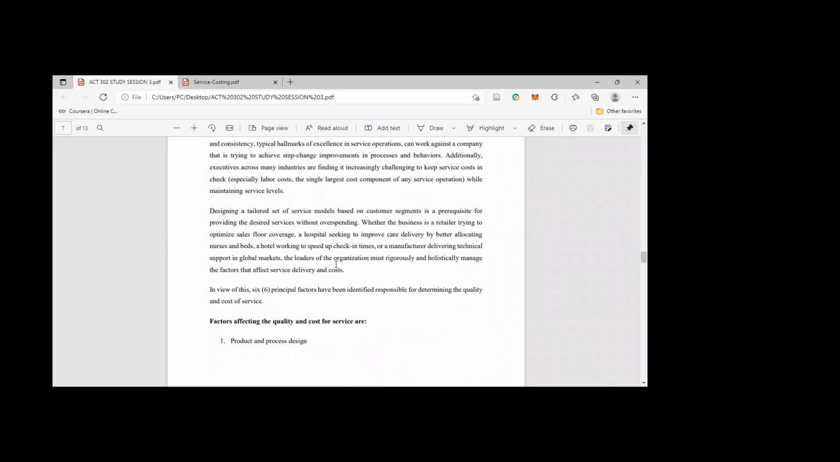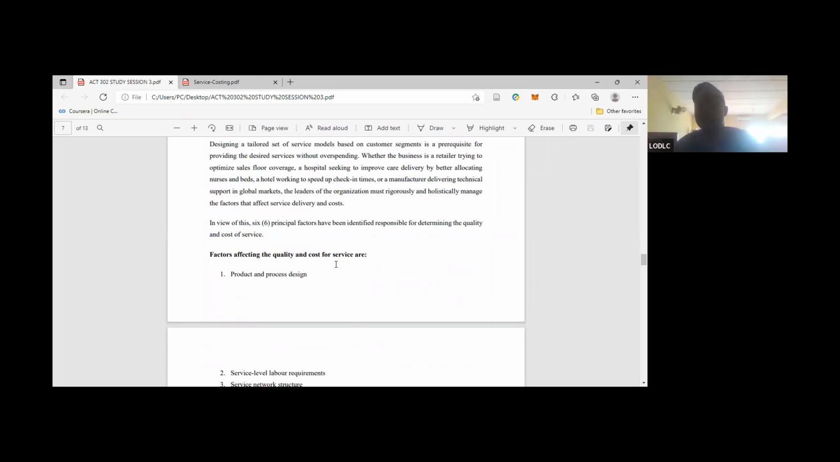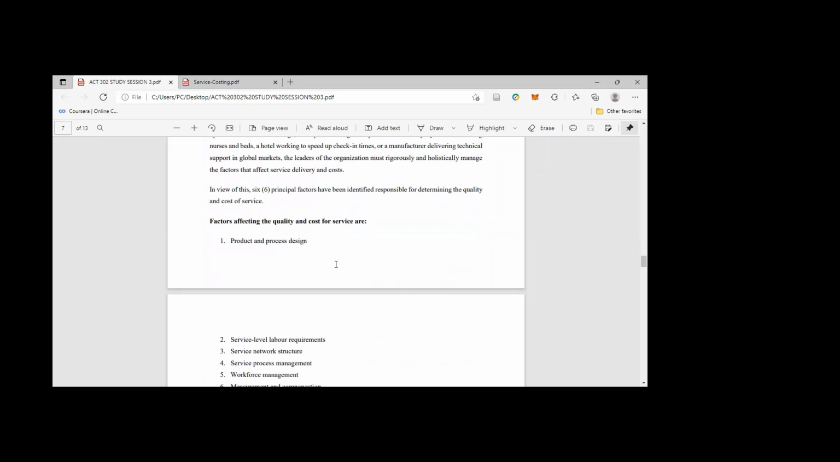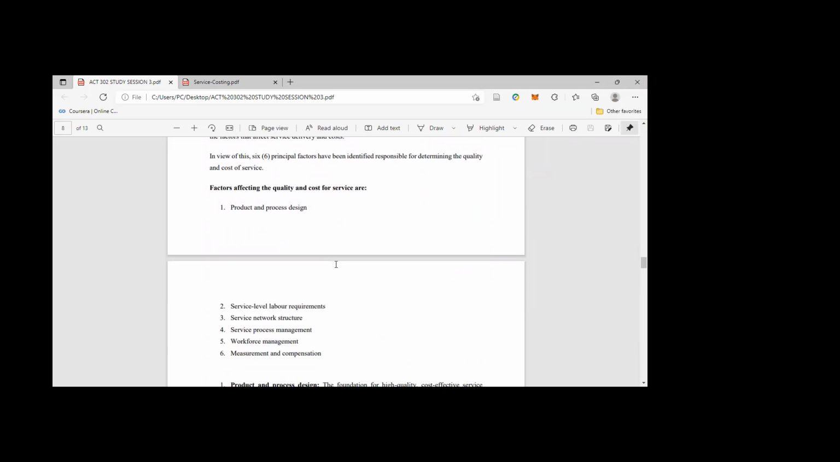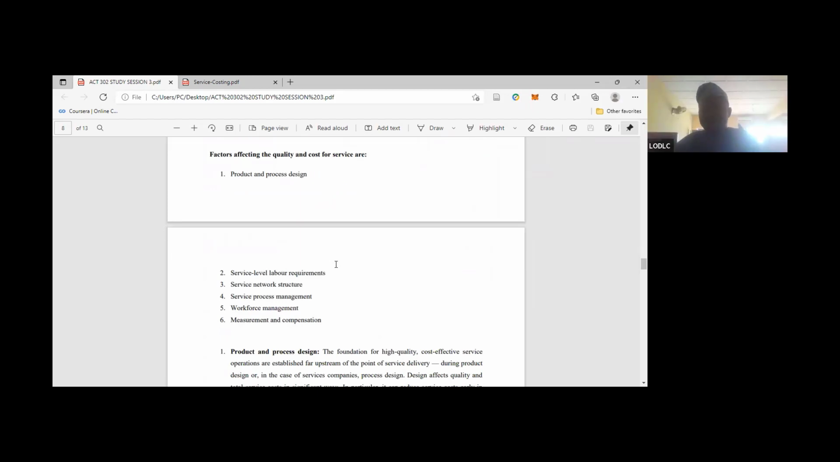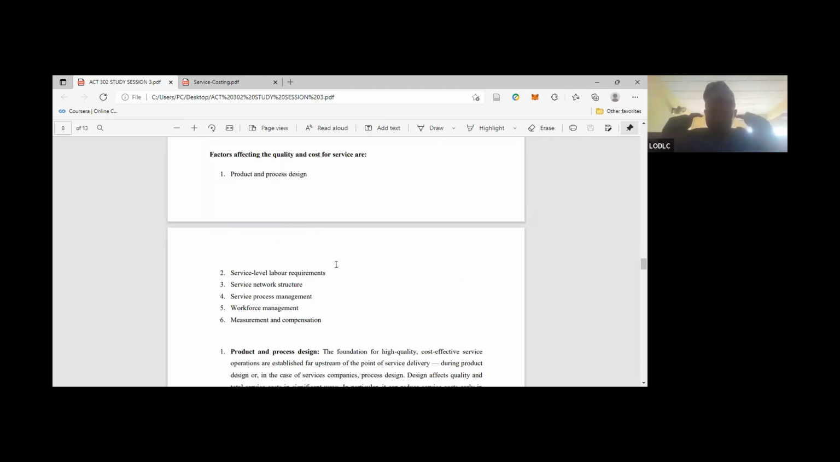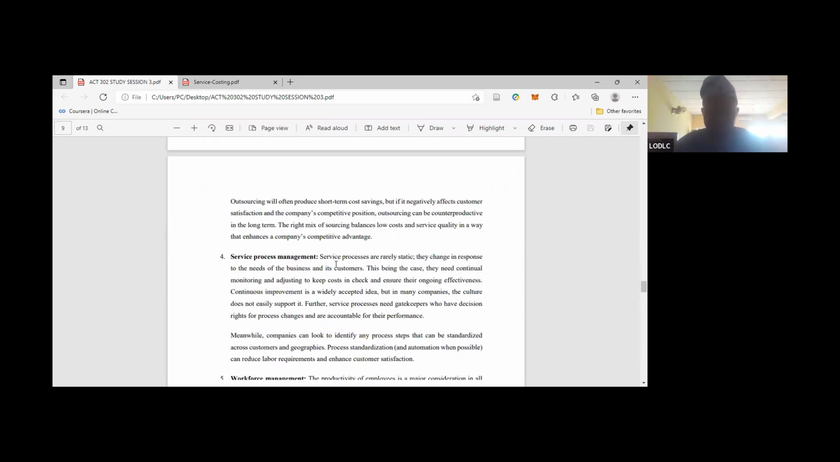The factors that have been identified as responsible for determining the quality and cost of service are product and process design, service level labor requirements, service network structure, service process management, workforce management, and lastly, measurement and completion. All these 6 factors are very important, but the word labor cannot be stripped out. So the factors have been explained here.